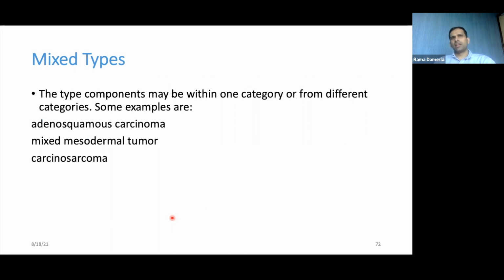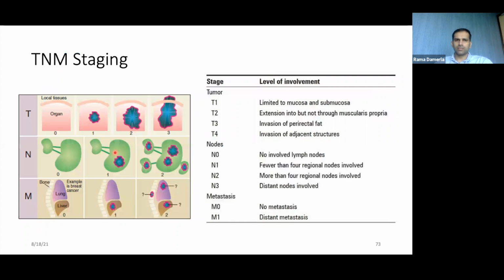And then there are some rare cancers that are also mixed type. Some of them are adenosquamous carcinomas. So these are mixed mesodermal tumors, and then there are carcinosarcomas. Sometimes it's very hard to delineate at what site these cancers occur, or what kind of tissue these cancers have occurred from. So that's when these are the mixed types.